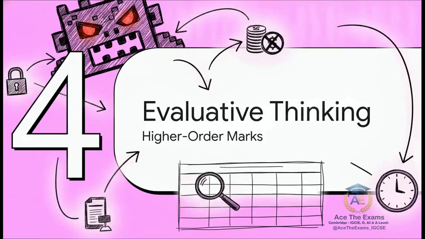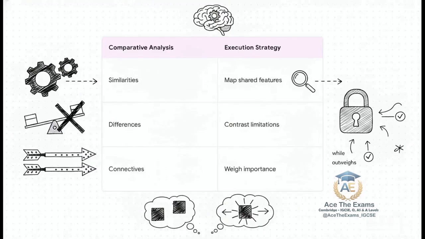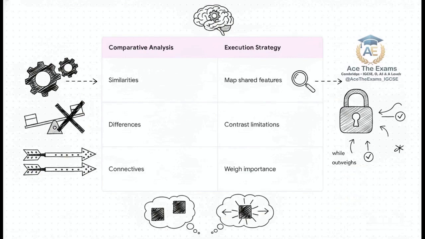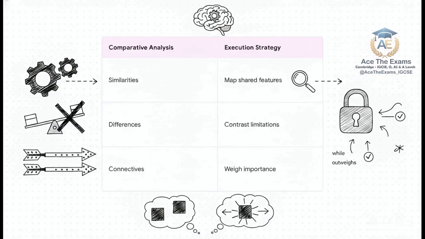Let's move into Section 4, mastering evaluative thinking to secure those difficult higher-order marks. The higher-order assessment objectives in this Cambridge syllabus heavily demand the evaluation of alternatives, the comparison of approaches, and ultimately fully justified recommendations. Imagine you are in the exam and you're faced with our first interactive challenge, a data scan.